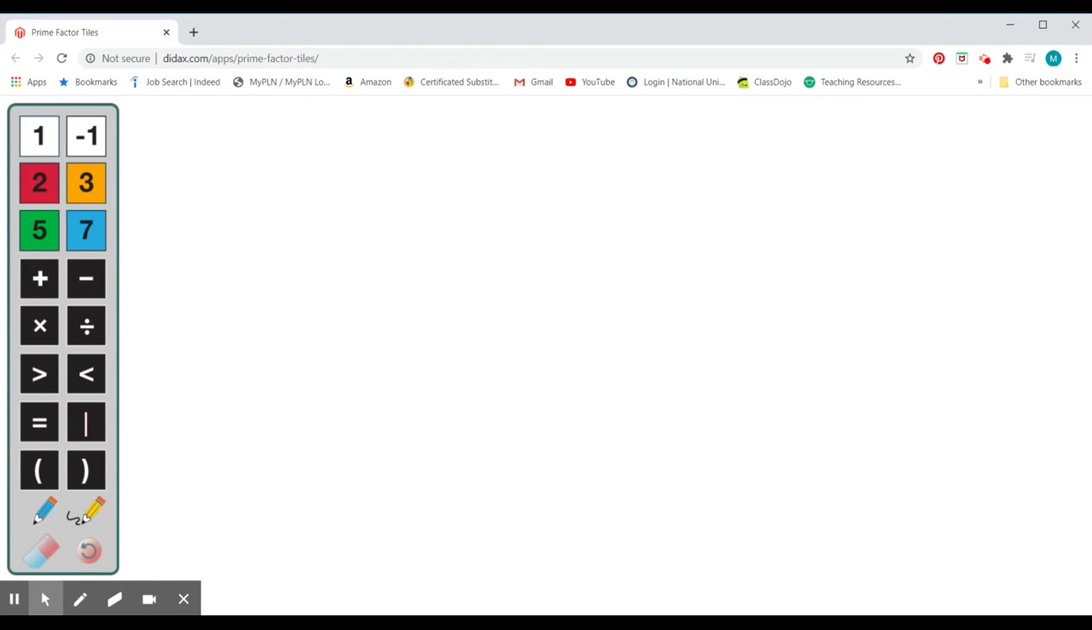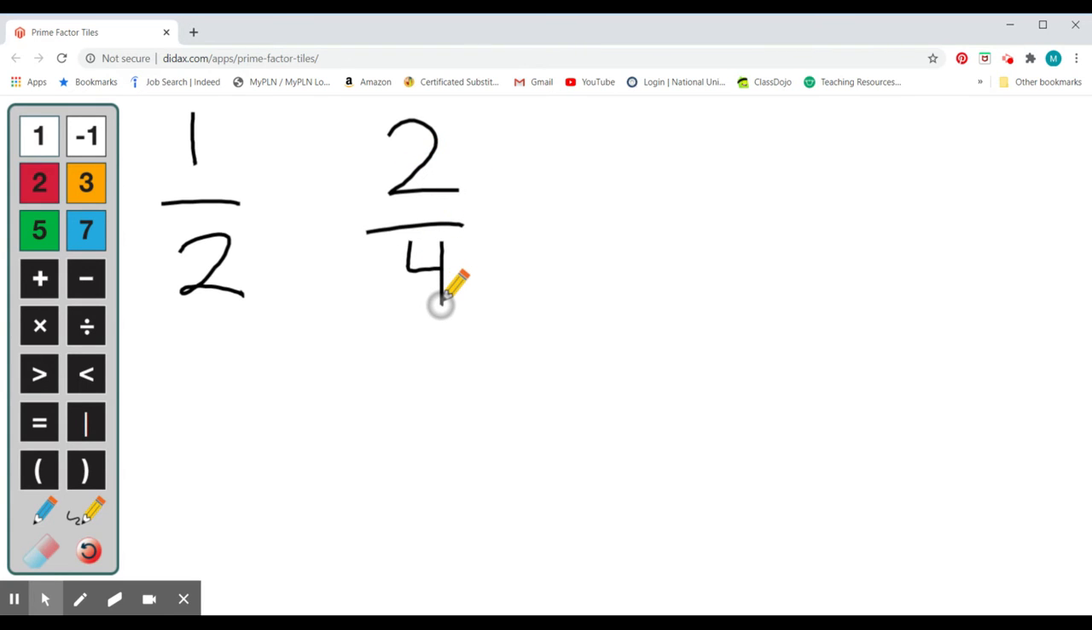Today we are going to focus on simplifying fractions using factoring. So what does it mean to simplify a fraction? Simplifying a fraction is just rewriting a fraction using the smallest numerator and the smallest denominator without changing the value of the fraction. So let's start with 1/2.